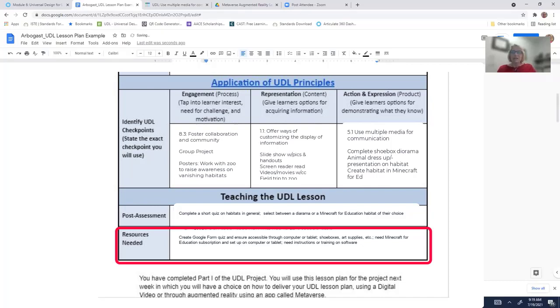It sounds funny to say that they can access it, but sometimes we forget to check that the access is turned on, or that they have the ability to actually click on it, or that the form even works. So if I'm doing a computerized quiz, then I want to make sure I've tested it. For the shoebox habitat, I need shoeboxes or have them bring that in. I need art supplies, etc. for the diorama.